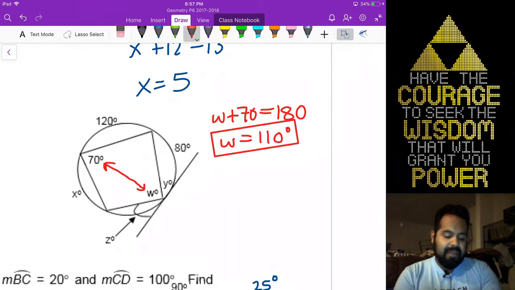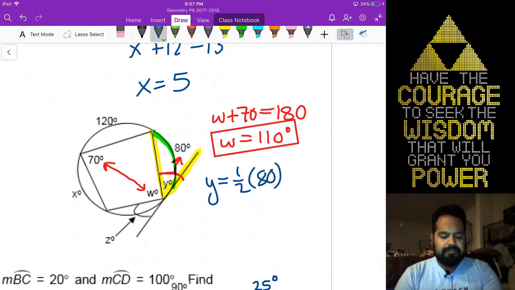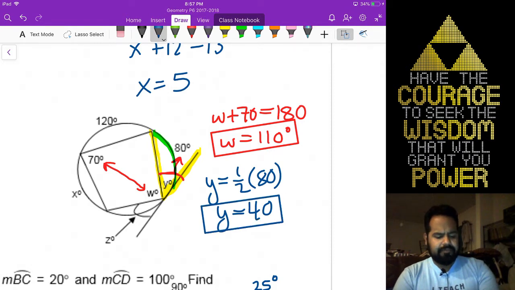Angle Y might be our second easiest one to find, because Y is formed by this tangent and that chord. So this angle here is staring right out at the 80, and that is the ice cream inside of your cone. So therefore, angle Y is going to equal 1/2 of 80. Boom, 2 down, 2 more to go.